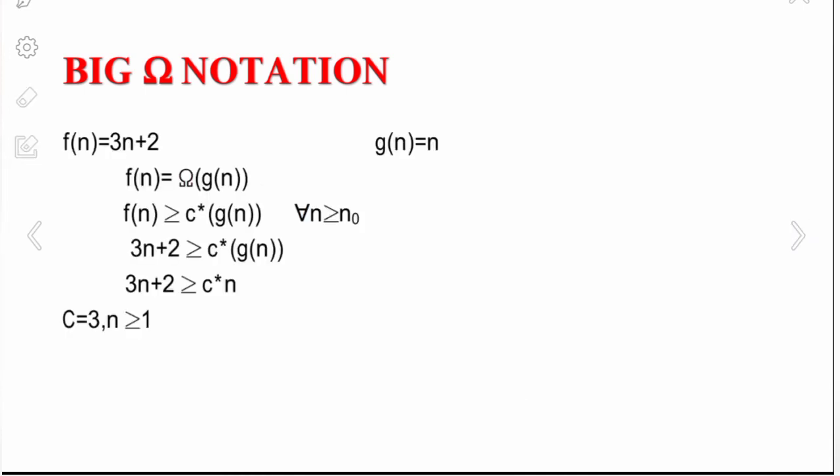So here we have to find the c and n naught, that is, the n value is greater than or equal to 1. Here I am considering the c value as 3 for the same function f of n equals 3n plus 2. So we are considering 3n plus 2 greater than or equal to c into n. So 3 is greater than or equal to c is correct, right? So c equals 3 and n greater than or equal to 1.